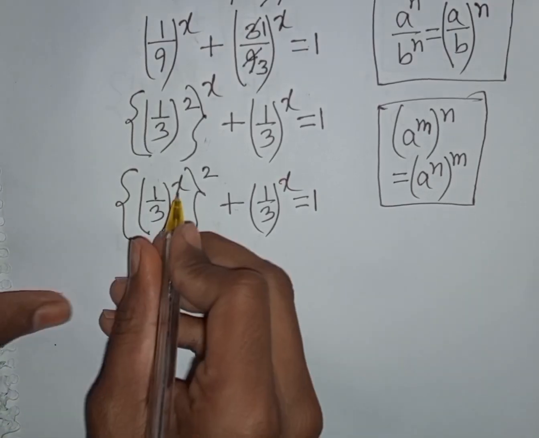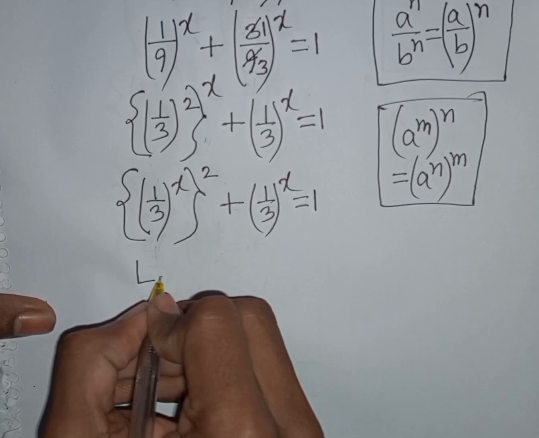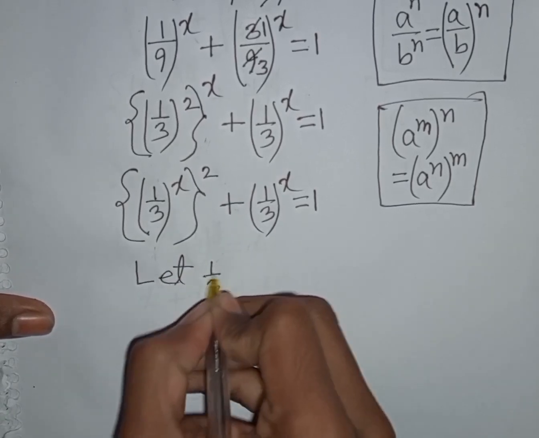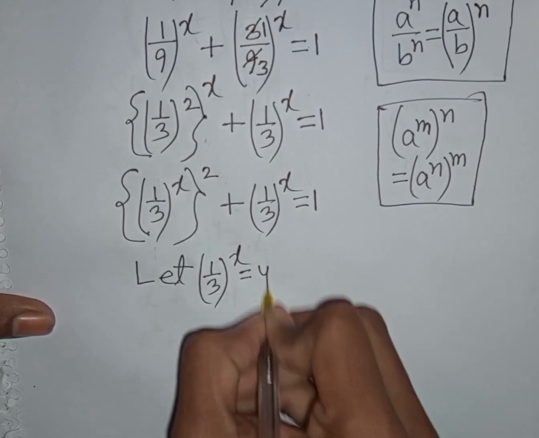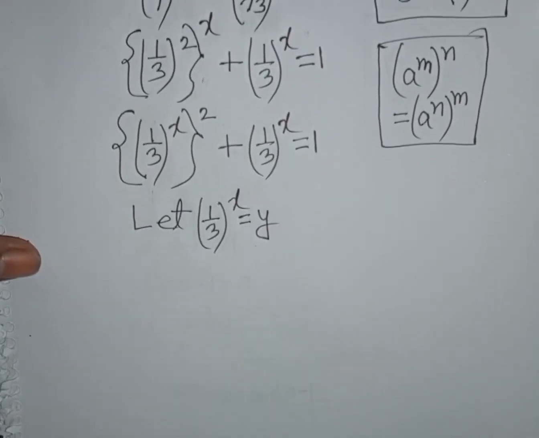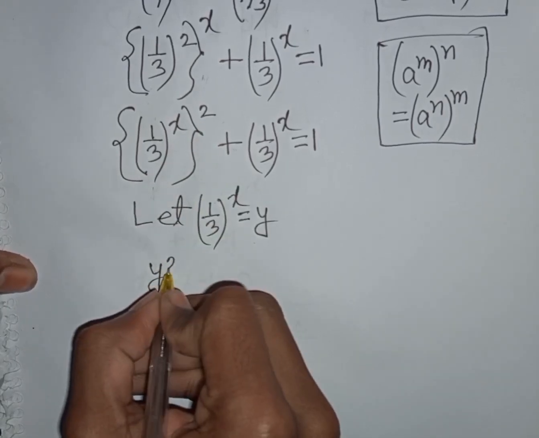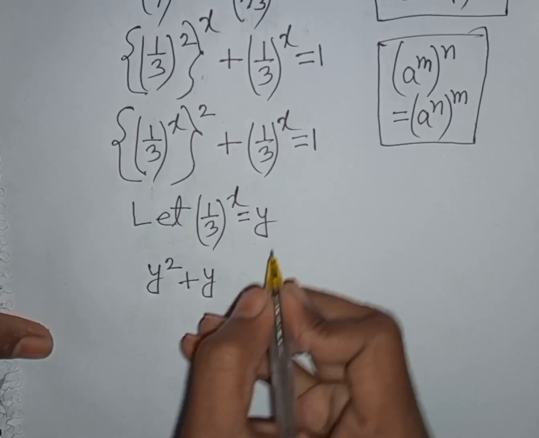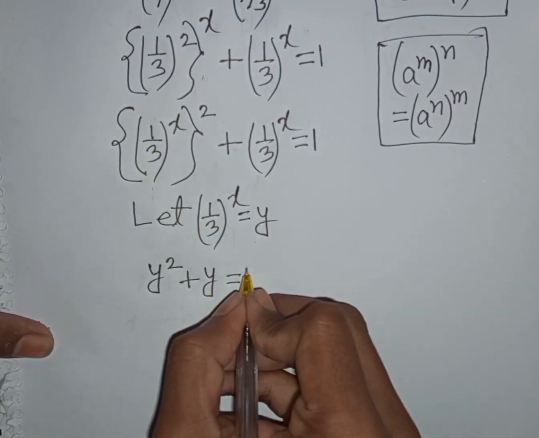Now we see (1 by 3) bracket power x and (1 by 3) bracket power x, both terms are the same. So let (1 by 3) bracket power x be substituted by y. So our equation will be y square plus y is equal to 1.